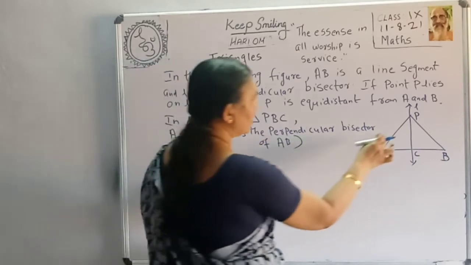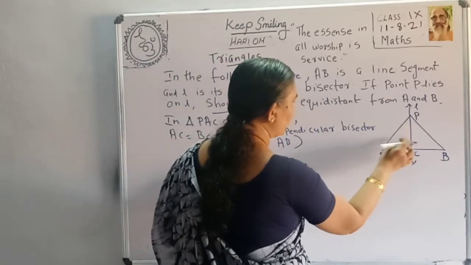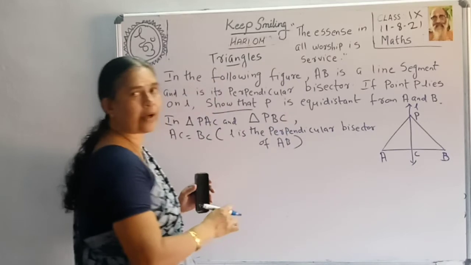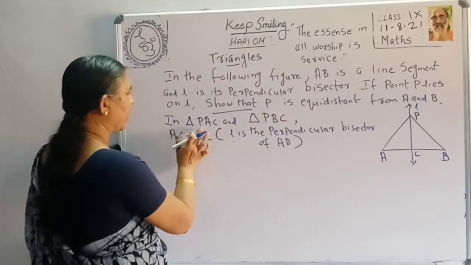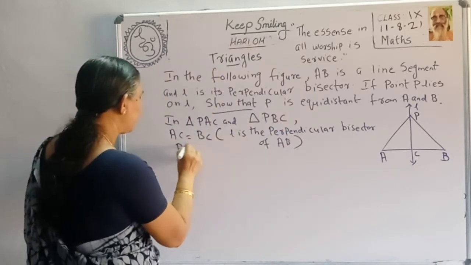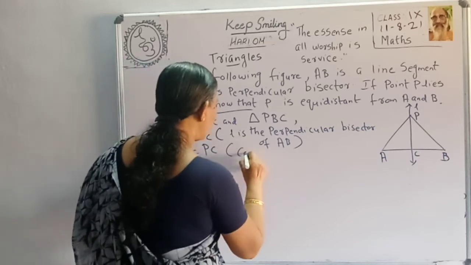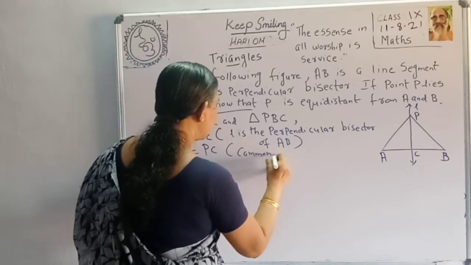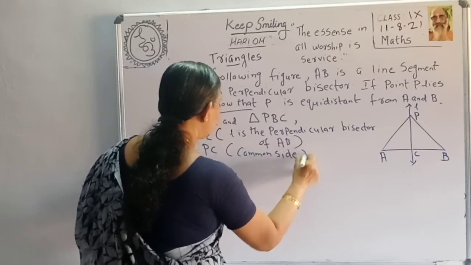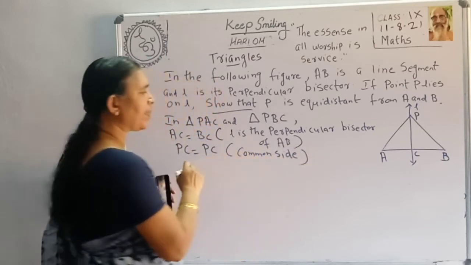Then look at this side, PC. It is common to both these triangles. Therefore, PC is equal to PC. What is the reason? Common side. It is the common side to triangle PAC and triangle PBC.